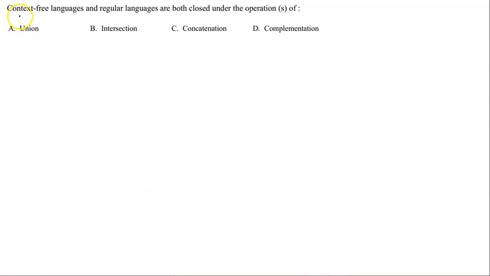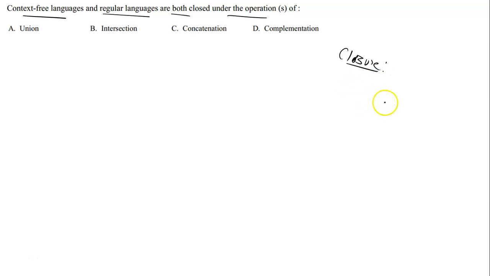Let's see this question. In this question he is saying context-free languages and regular languages are both closed under which operation. So 4 operations are given and he is asking under which of the operations both context-free languages and regular languages are closed. First of all, we should understand the meaning of closure property.